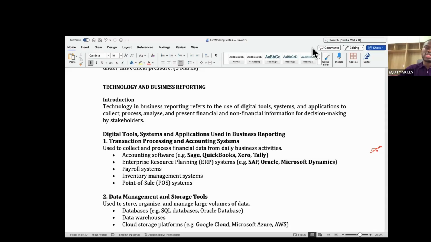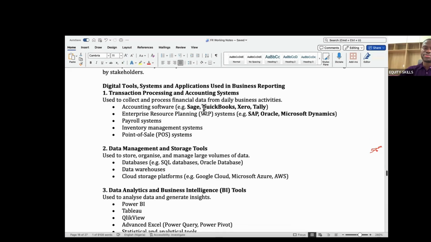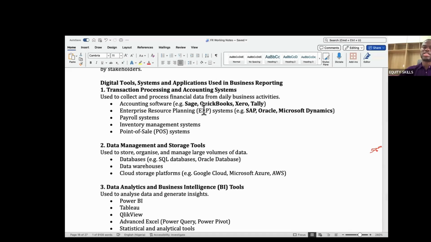And when we talk about technology in business reporting, we are saying the use of digital tools, systems, and applications to collect, process, analyze, and present financial and non-financial information. So the use of digital tools, systems, or applications. In which areas? What are these digital tools? I classify these tools into the areas of reporting where they are useful.